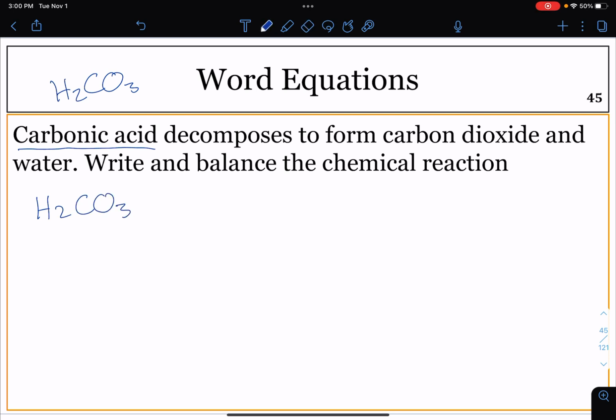H2CO3. The problem says that it decomposes to form. That just means you have your arrow is next. It forms carbon dioxide, CO2, and water. If you count up all of your elements, you have 2 hydrogens on each side, 1 carbon on each side, and 3 oxygens on each side. So this is also balanced the way it is written.